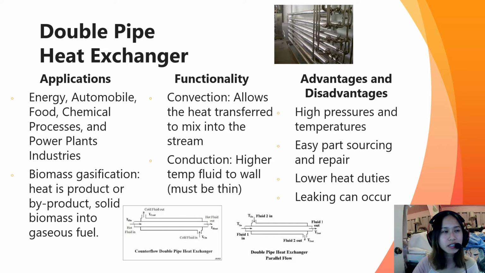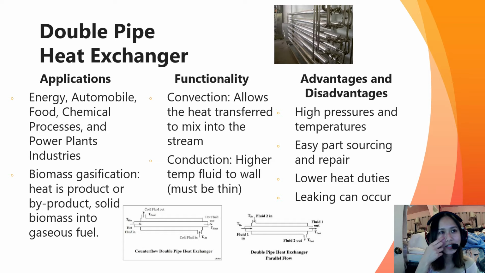The double pipe heat exchanger functions with convection and conduction. Convection allows the heat transfer to be mixed into the stream, and conduction allows the heat to be transferred into the wall. The wall must be thin to have good conductivity.